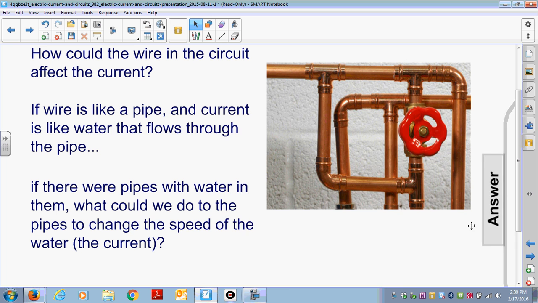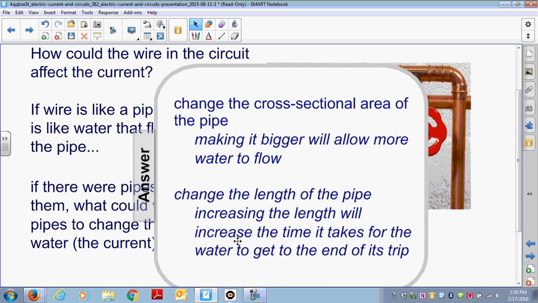Okay, let's see if you have the right answer. We could change the cross-sectional area of the pipe. Making it bigger will allow more water to flow. We can also change the length of the pipe. Increasing the length will increase the time it takes for the water to get to the end of its trip.